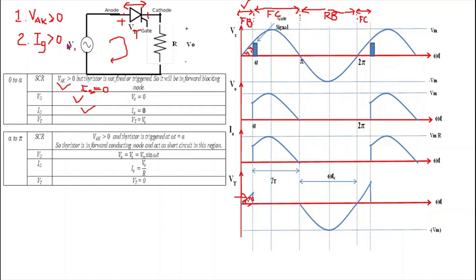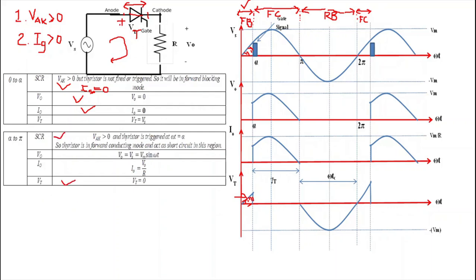That's why both conditions are satisfied. That's why the thyristor is in forward conduction mode. And in forward conduction mode, the thyristor acts as a short circuit. So from alpha to pi, the thyristor acts as a closed switch or short circuit. When the thyristor is short circuited, the drop across the thyristor is equal to 0.